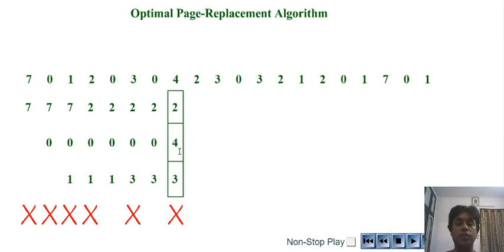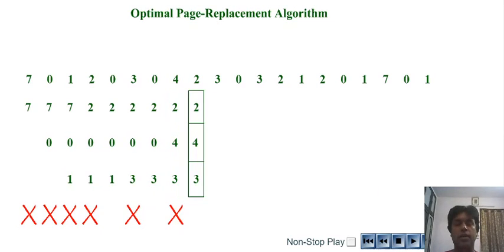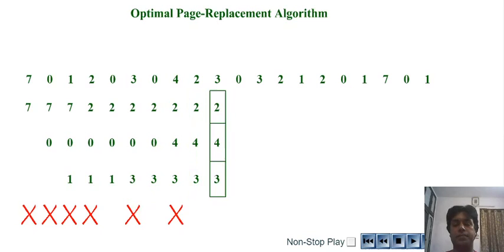So 0 is replaced with 4. Next demand is for page number 2. That page number 2 has already been found in one of the frames of my main memory, so it is a clear indication of a page hit. After this, there is a requirement for page number 3 that is already there in my memory in one of the frames. So it is again an example of a page hit.